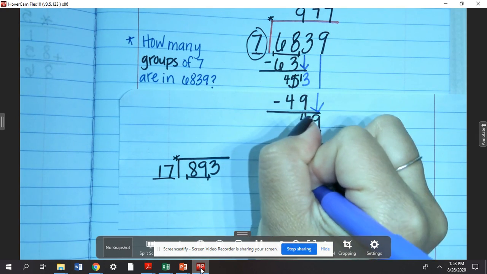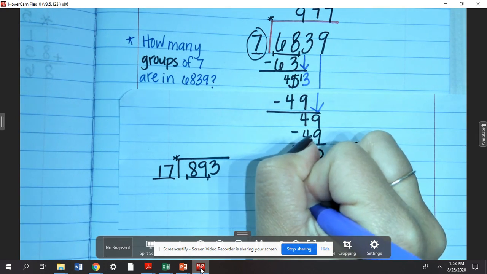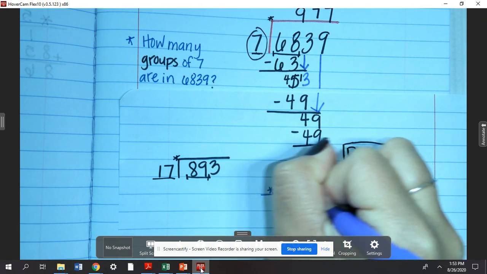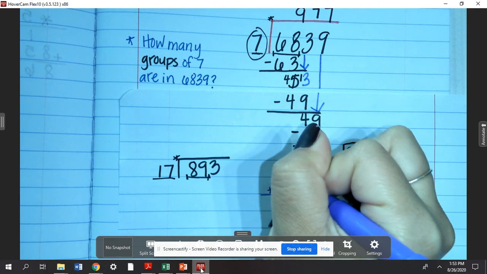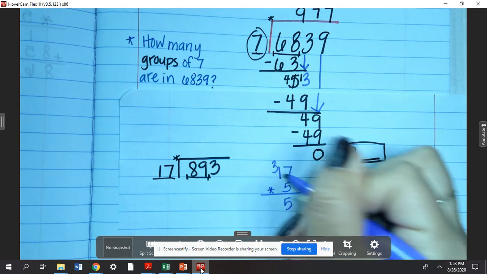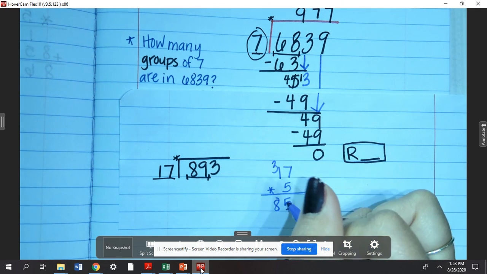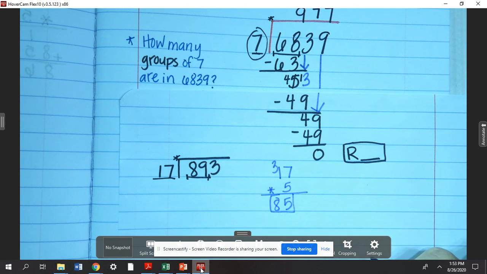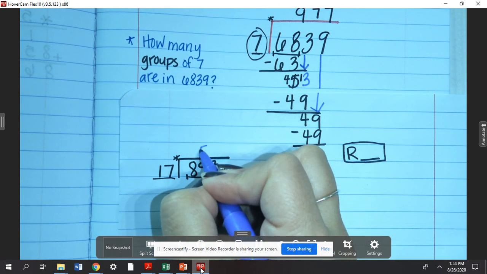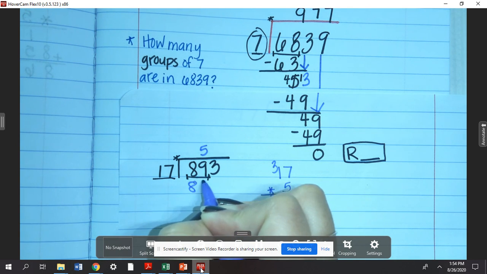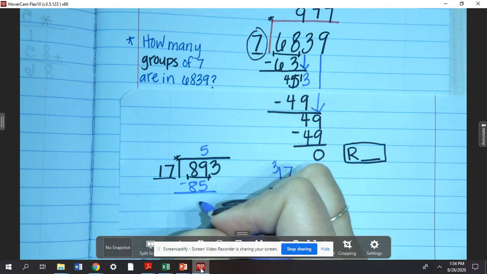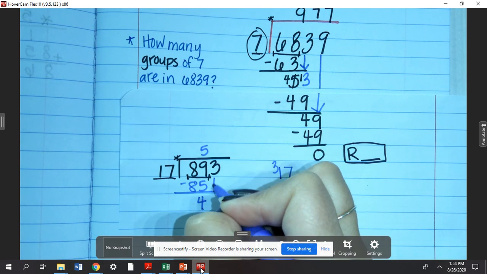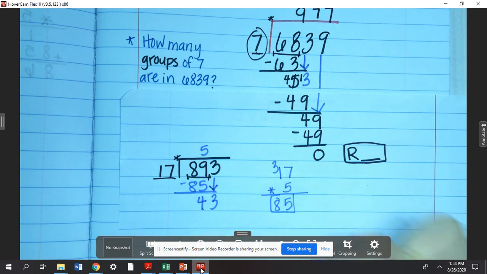So I'm going to check. I'm going to do 17 times 5. When I do 17 times 5, 5 times 7 is 35. 5 times 1 is 5, plus 3 is 8, so 85. When I estimate, I got pretty close, right? So 17 times 5 is 85. It's close to 89 without going over. I'm going to subtract. I have 4, and I'm going to bring down this 3 here.